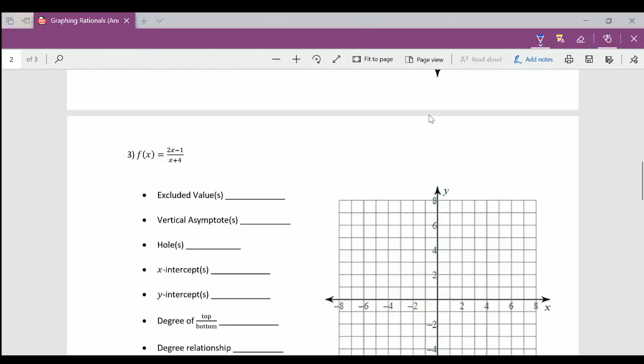Alrighty. This one here, there's no factoring you can do. This is linear, x plus 4. This is 2x minus 1. There's nothing in common that you can factor out or anything. So nothing's going to happen there. Down here, that gives us -4. That is the only excluded value we have. It was not removed, so it is a vertical asymptote. There is no hole for this graph.